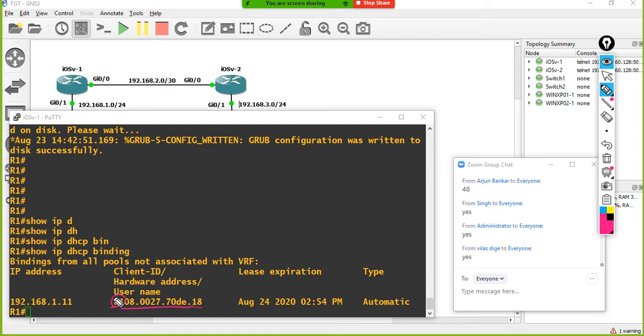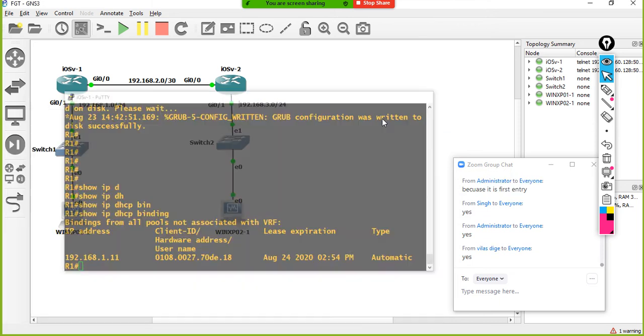Now, why is it showing 01? What's the reason, Vilas? Did you notice that? Whenever you type show ip dhcp binding, it's the first entry. No, man. If you add one more, then you will see the other one has the same 01 only. Can we add and see it quickly? What do you think, Nisar? Can we add and see it? Let's go and see it.